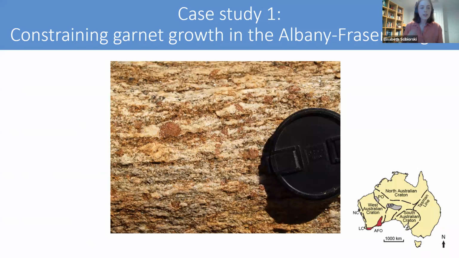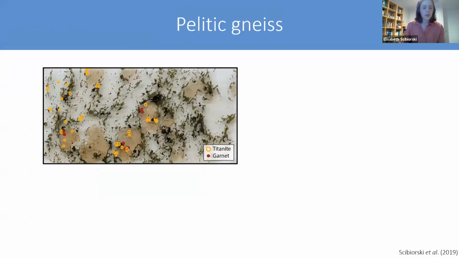Okay, so let's look at our first case study to see how this might be helpful. This is basically looking at constraining the timing of metamorphic garnet growth in the Albany-Fraser Orogen of Western Australia. So we'll start with this sample, which is a pelitic gneiss, and this is just an image of the thin section. You can see that it contains these nice large garnets, which have this schistose foliation that wraps around them. There's titanite present both as inclusions within garnet and within the matrix in the sample.